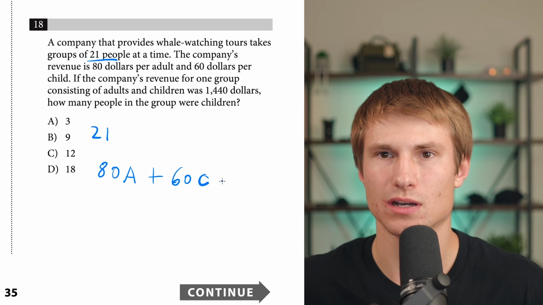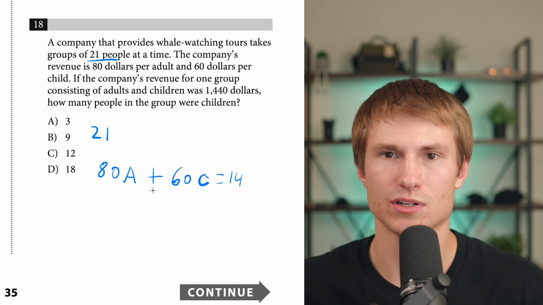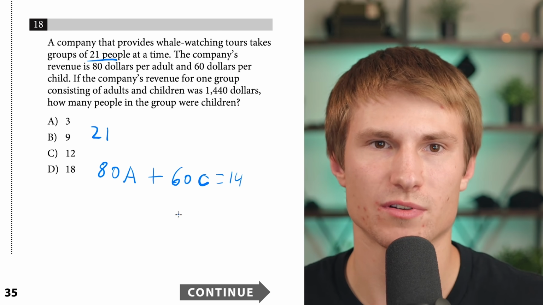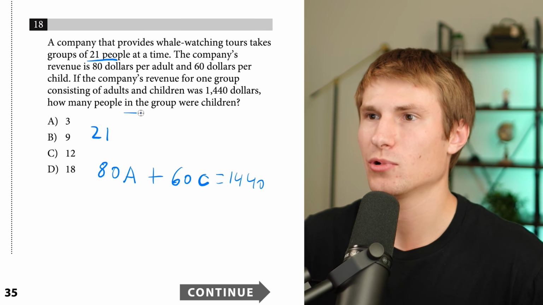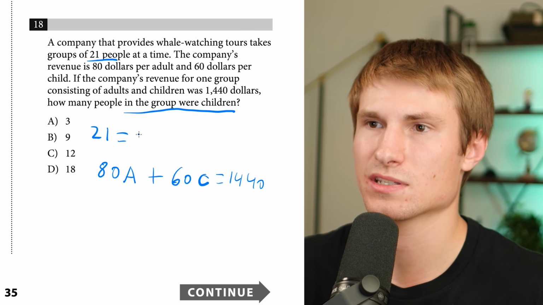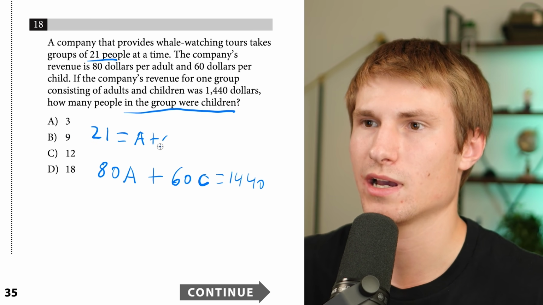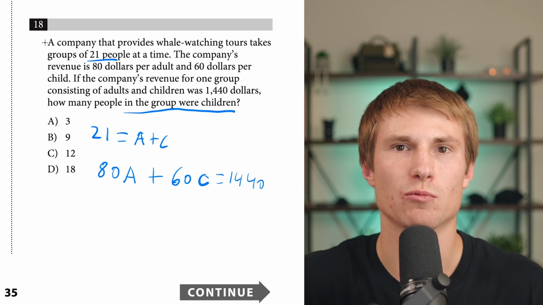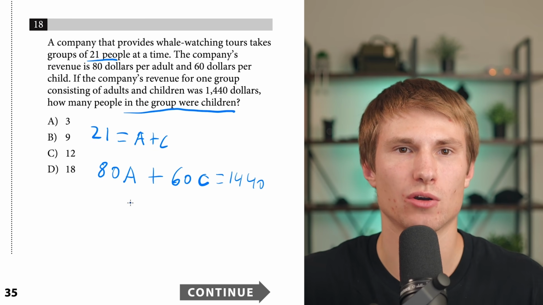Okay, so that's going to be the sum of these, the number of adults times the cost per adult plus the number of kids times cost per kid. How many people in the group were children? Well, we know that it consists of adults and children, so we can represent that as A plus C. As you can see, I did one read through and I have both my equations, so that's tip number one here.